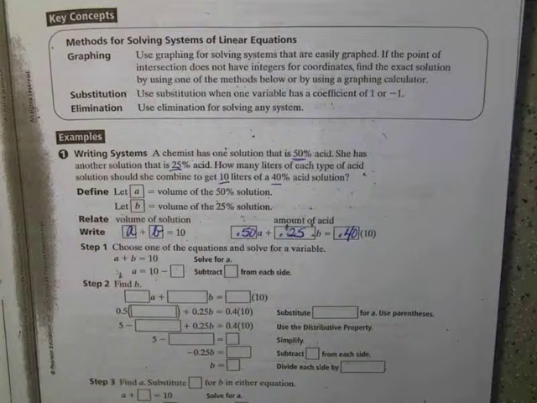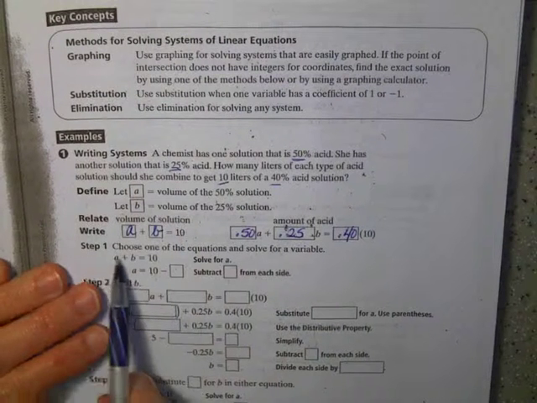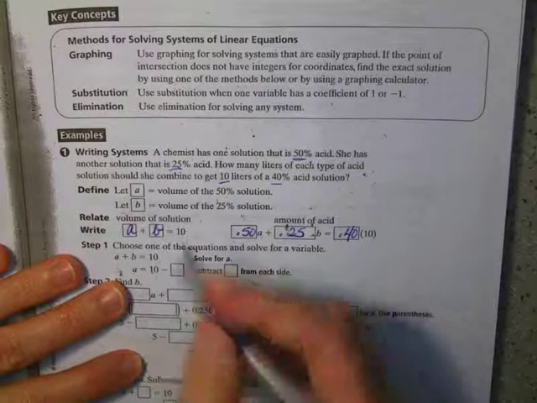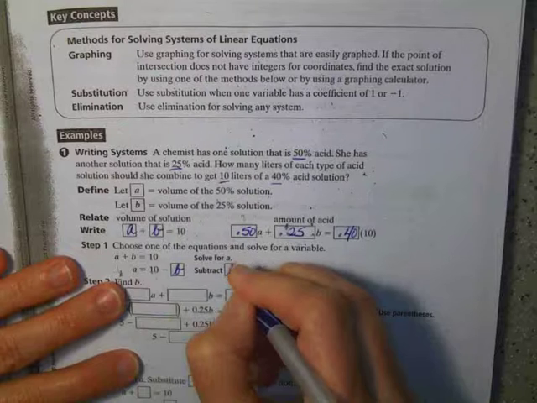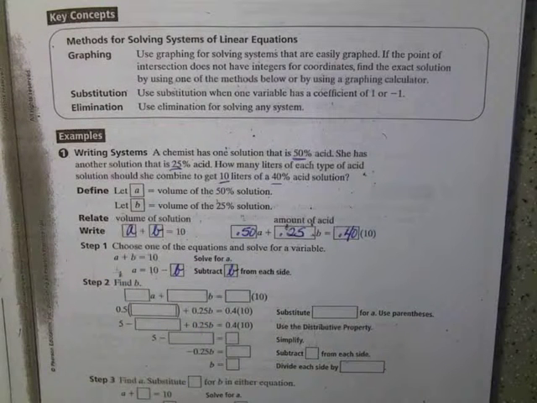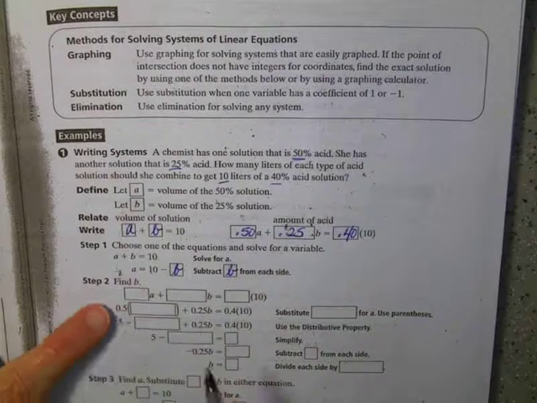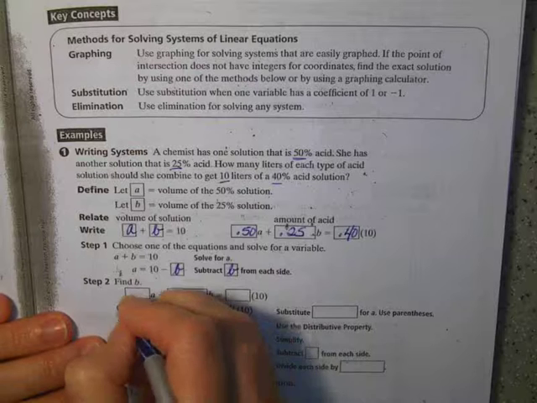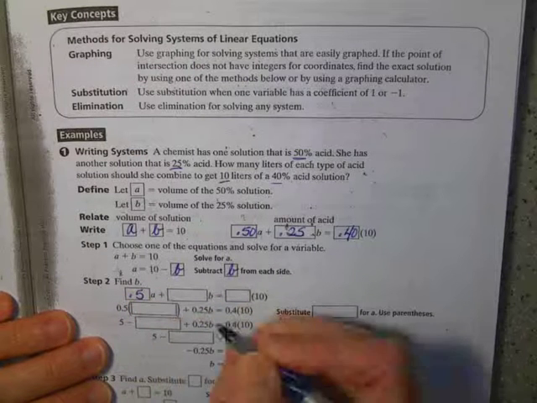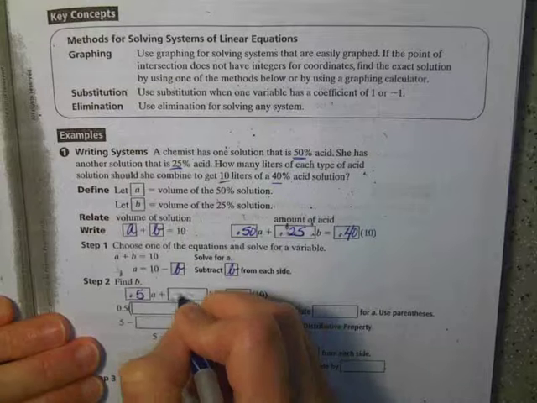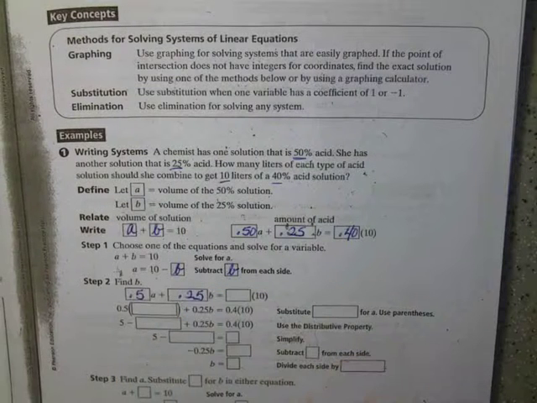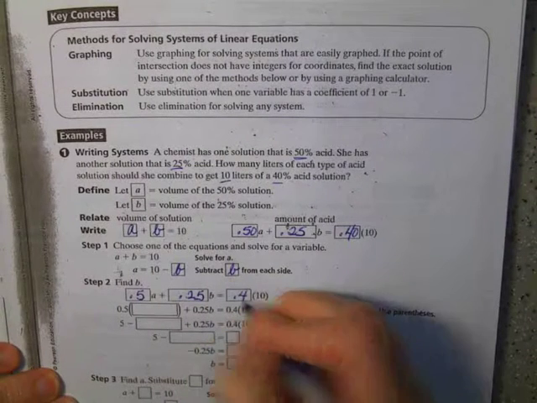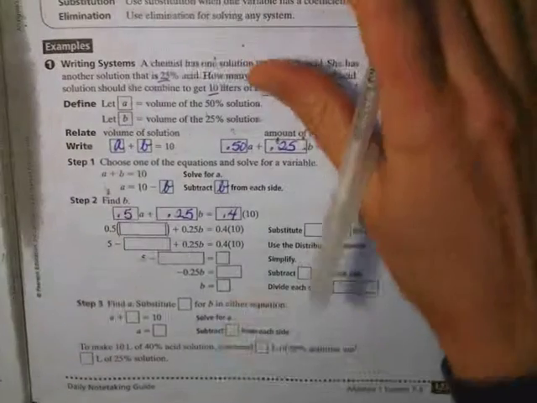Choose one of the equations and solve for a variable. So we have A plus B equals 10. Let's go ahead and solve for A. We'll subtract B, so A equals 10 minus B. To find B, we're going to go to our other equation: 0.5A plus 0.25B equals 0.4 times 10. That's just the second equation that we have.